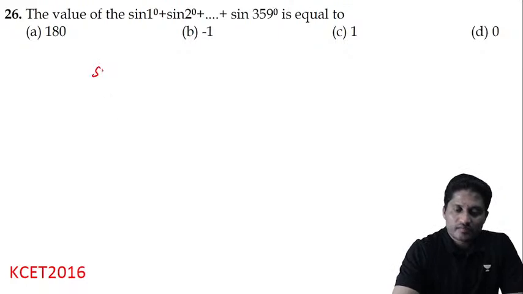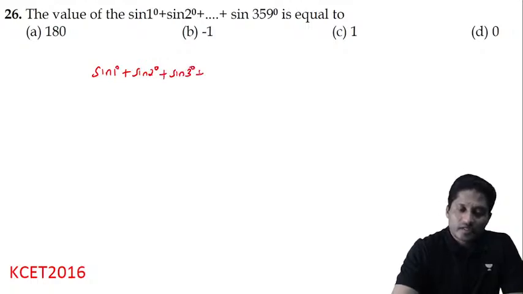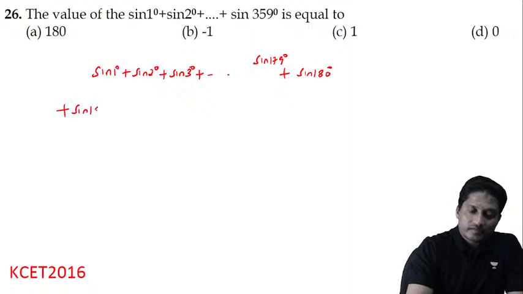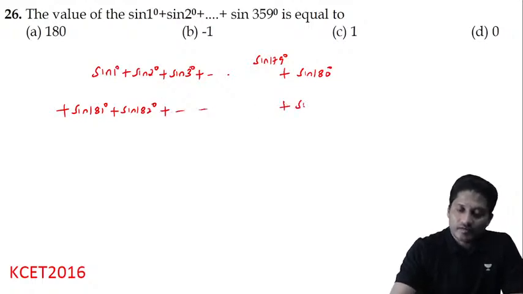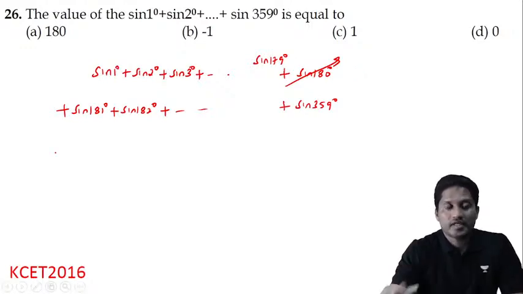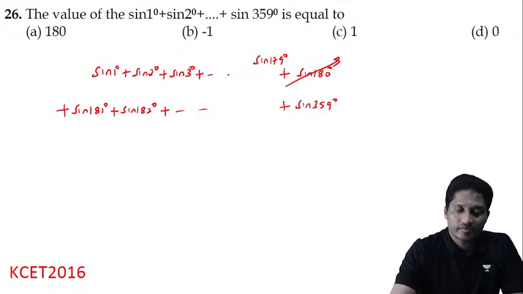Sine 1 plus sine 2 plus sine 3 and so on up to sine of 179, plus sine of 181 plus sine of 182, and so on up to sine of 359. Sine 180 is 0. Sine is positive in the first quadrant and second quadrant. So for angles more than 180, obviously sine will be negative.